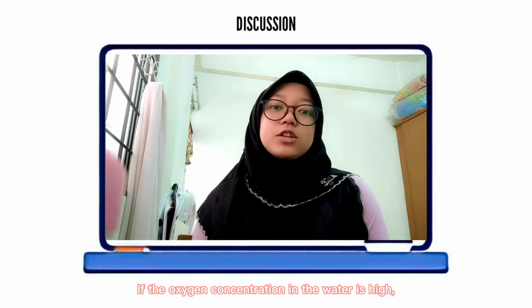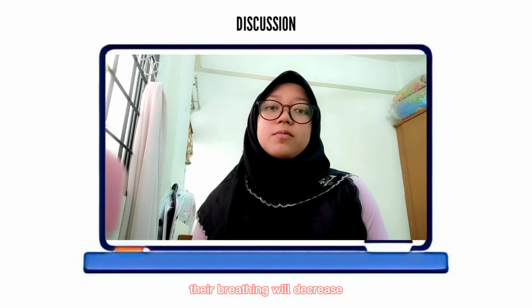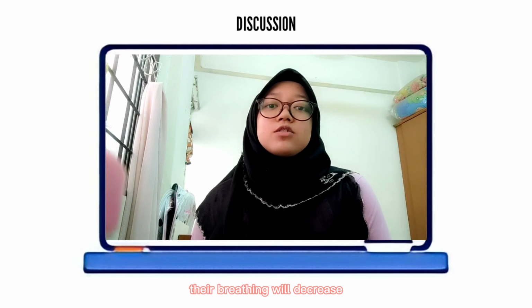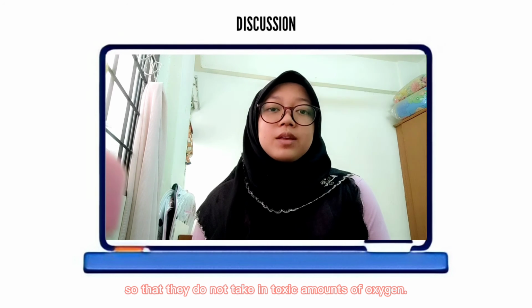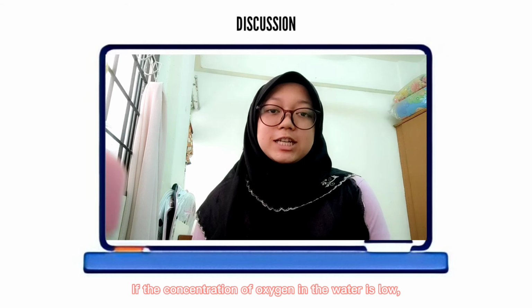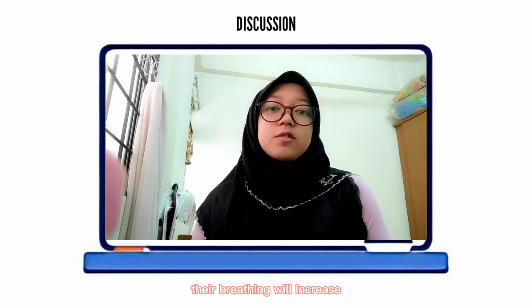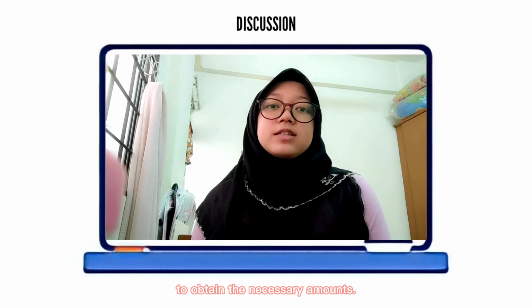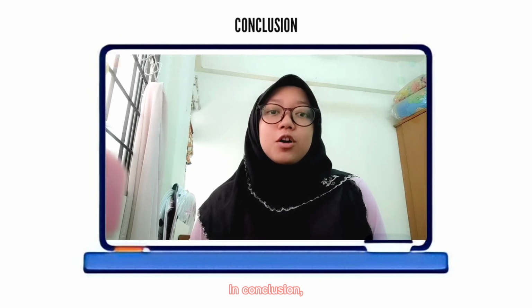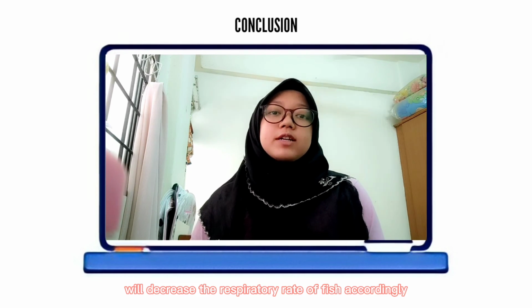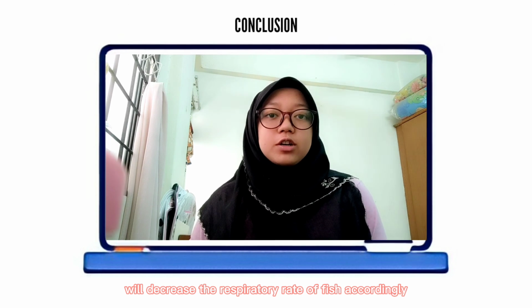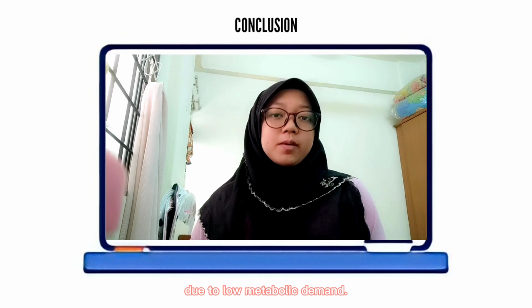If the oxygen concentration in the water is high, their breathing will decrease so that they do not take in toxic amounts of oxygen. If the concentration of oxygen in the water is low, their breathing will increase to obtain the necessary amounts. In conclusion, the decrease in temperature of water will decrease the respiratory rate of fish accordingly due to low metabolic demand.